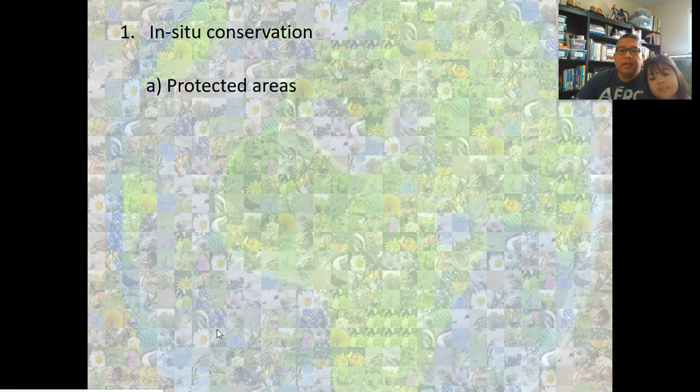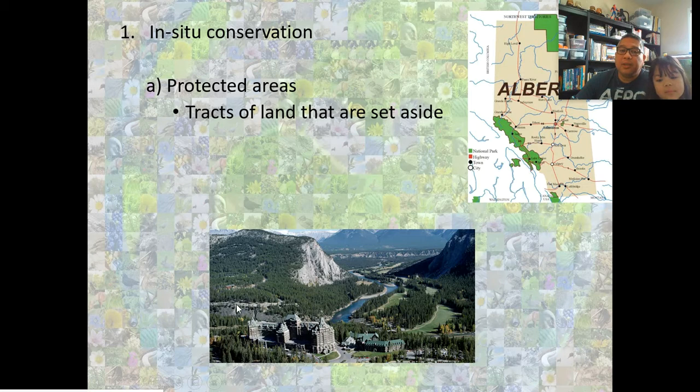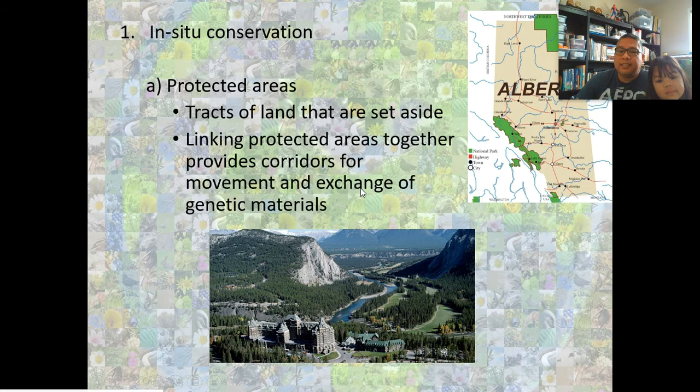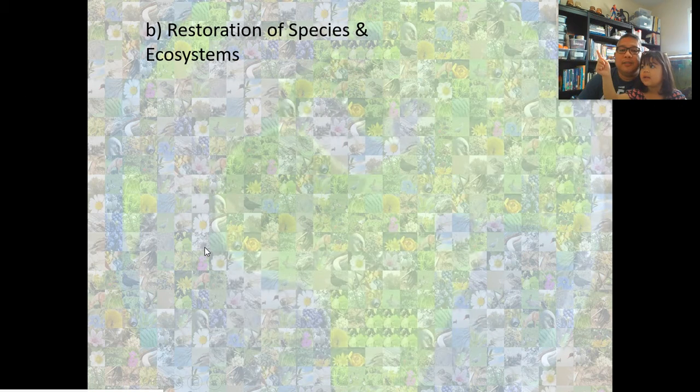Next one, in situ conservation. There are some countries that will proclaim certain areas as protected areas, tracts of land that are set aside. In some countries you can't even go hiking or trailing. You can't extract, you can't take away stuff, you can't do logging, you can't do mining. Linking protected areas together provides corridors for movement and exchange of genetic material. So in some protected areas, even if there are highways going on one side, you will see a bridge for animals to cross.